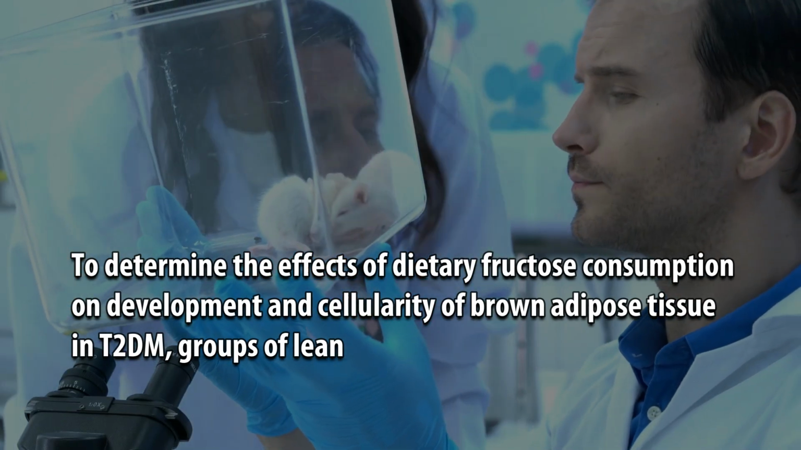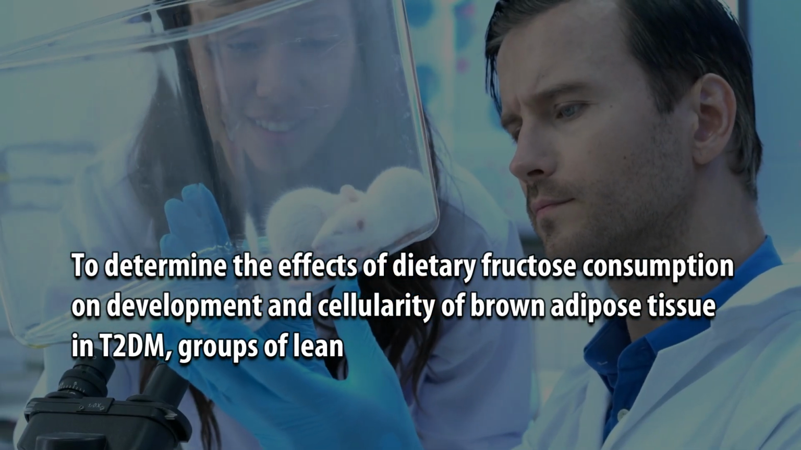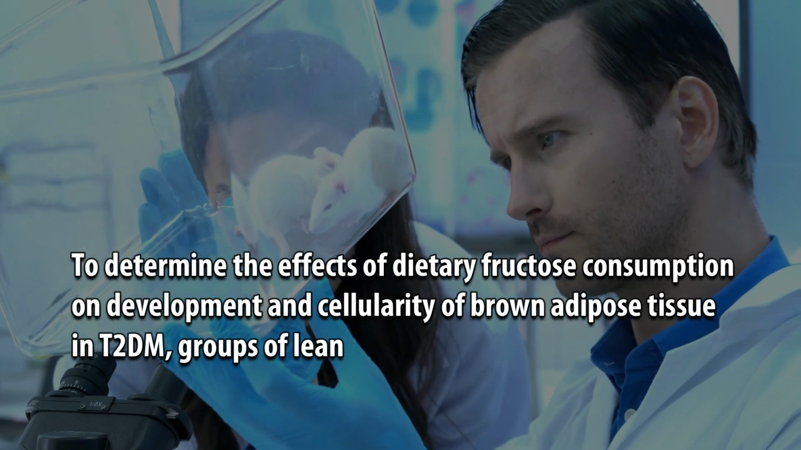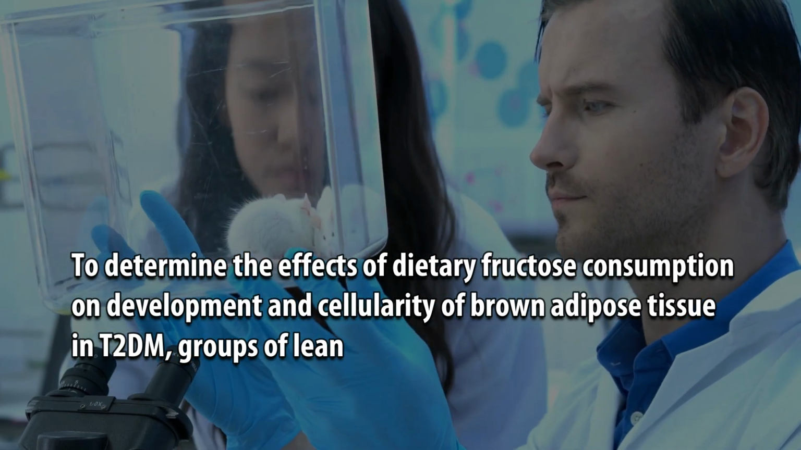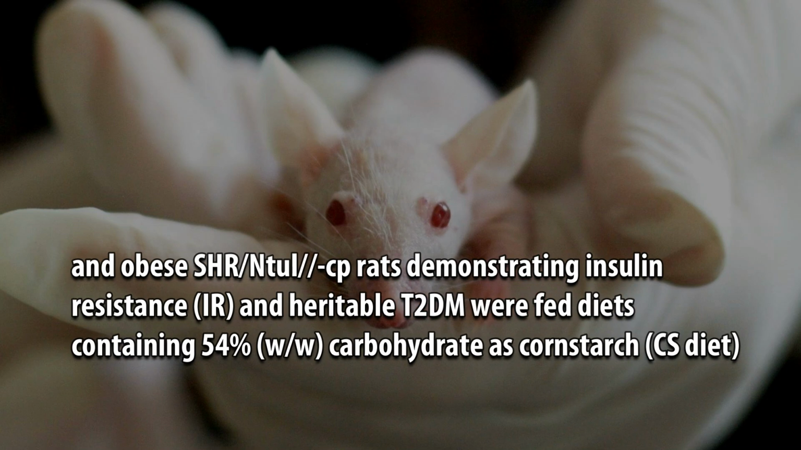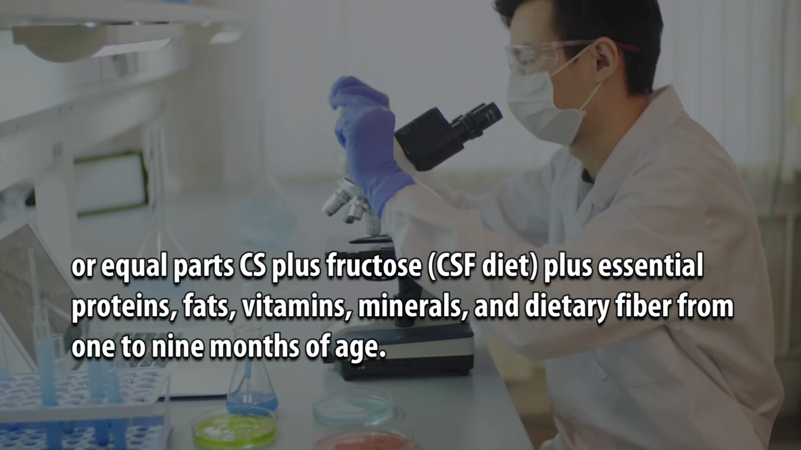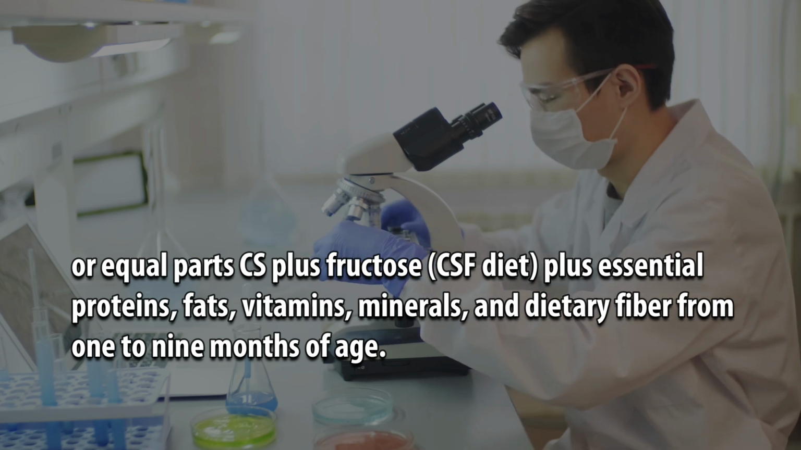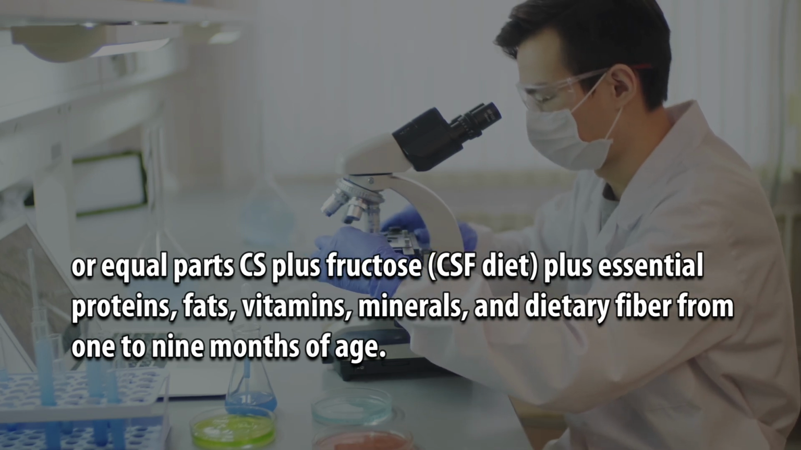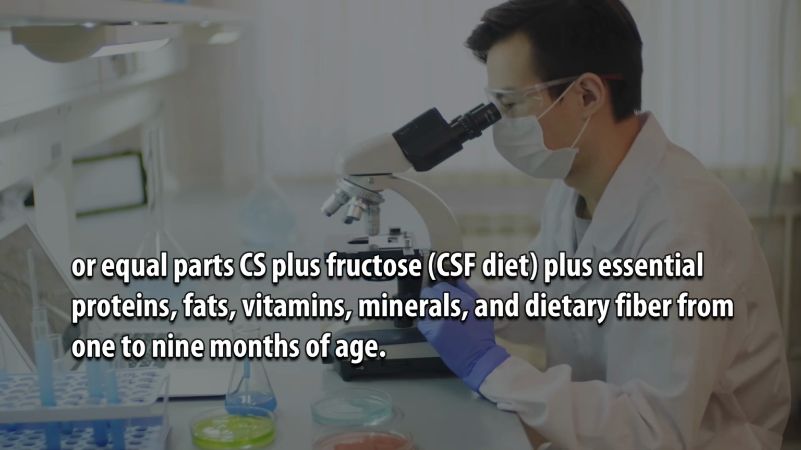To determine the effects of dietary fructose consumption on development and cellularity of brown adipose tissue in T2DM, groups of lean and obese SHR entel CP rats demonstrating insulin resistance (IR) and heritable T2DM were fed diets containing 54% WW carbohydrate as cornstarch CS diet, or equal parts CS plus fructose CSF diet plus essential proteins, fats, vitamins, minerals, and dietary fiber from 1 to 9 months of age.